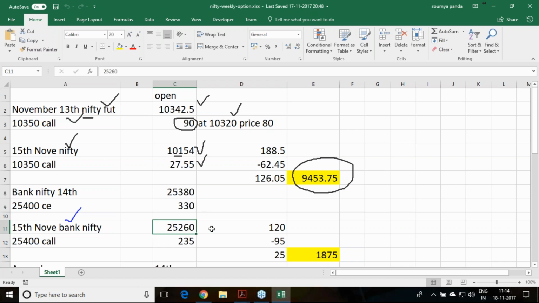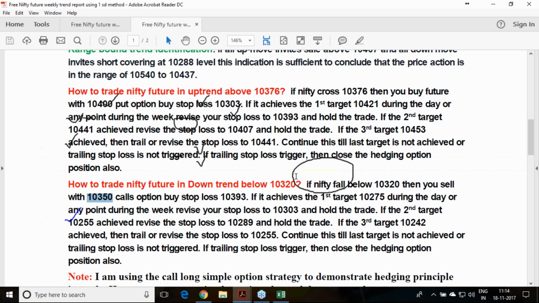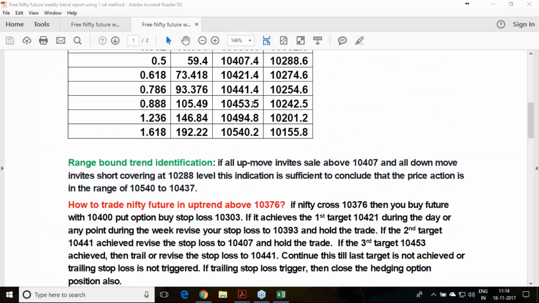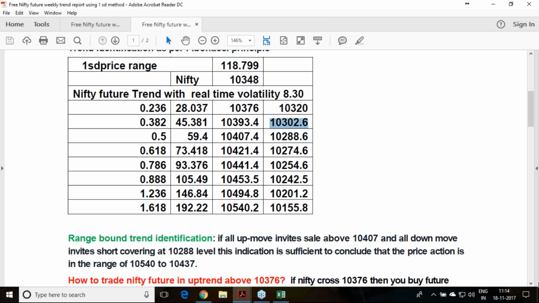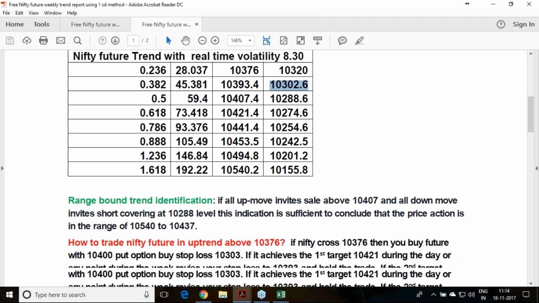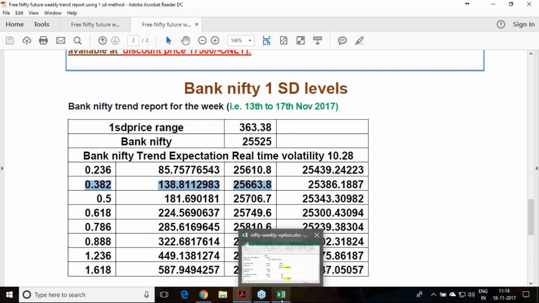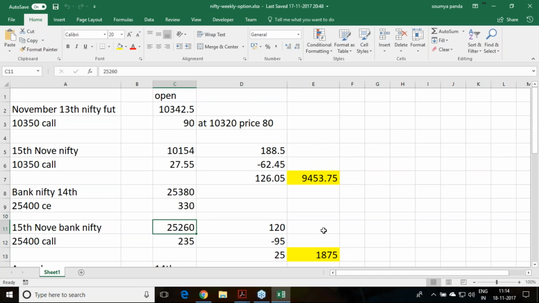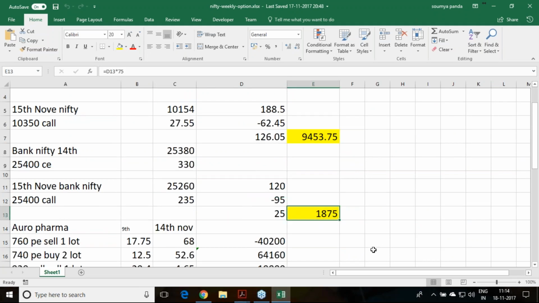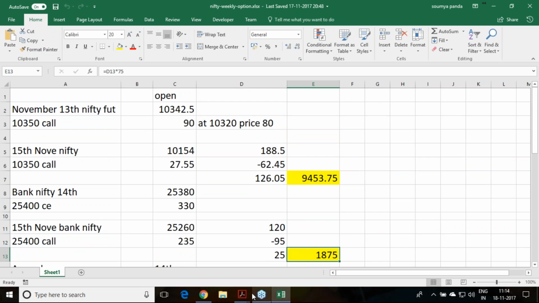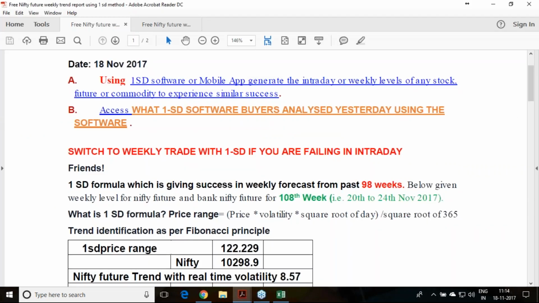With the trailing stop loss mechanism that I have given here, the same way the trailing stop loss was triggered for the first target; the trailing stop loss should be at the 0.382 level. So this trailing was triggered for Bank Nifty, and it was just a no profit and no loss zone. However, if you take the closing basis, it had a small profit, 1500 plus. This is the performance of last week's Nifty and Bank Nifty analysis.